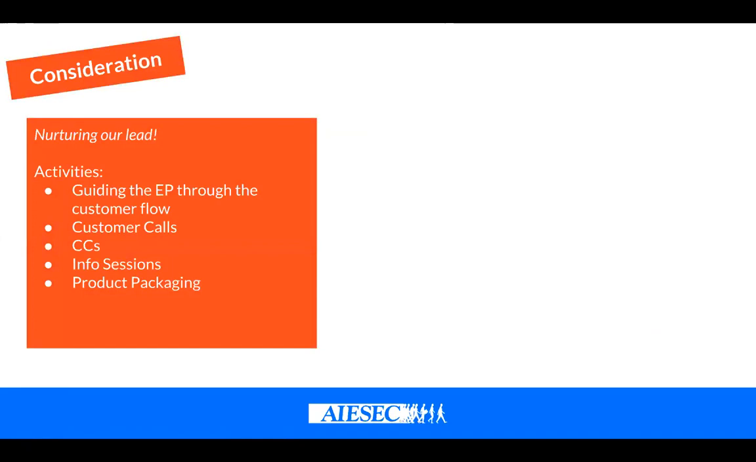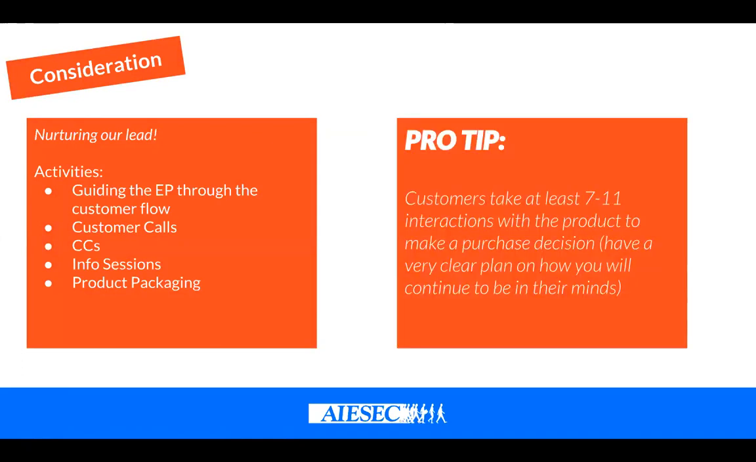In consideration, our main activities are looking at guiding our EPs, so our exchange participants, through the customer flow, doing customer calls, holding coffee chats, running information sessions, and really product packaging things for the customer to make their decision. A pro tip here is that customers can take up to at least 7 to 11 interactions with the product to make a purchase decision. So we need to make sure we have a very clear plan on how we're actually going to continue to be on their minds.